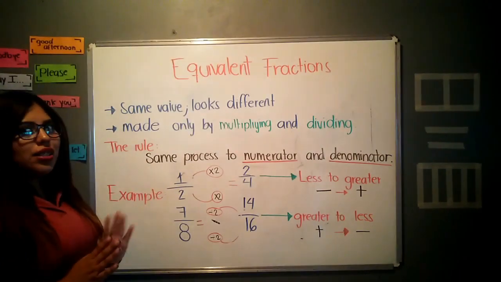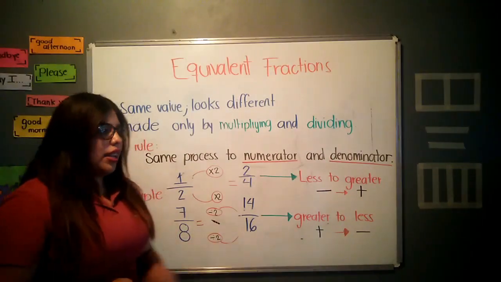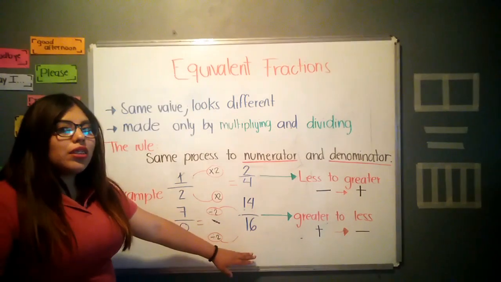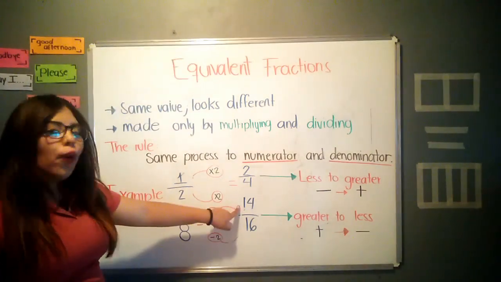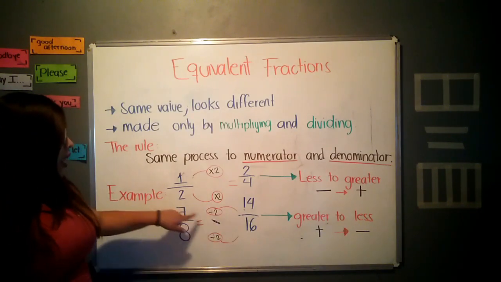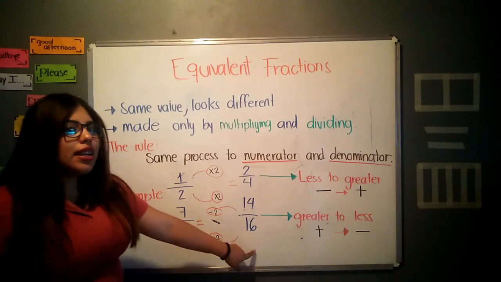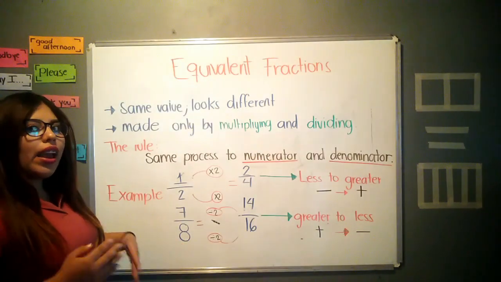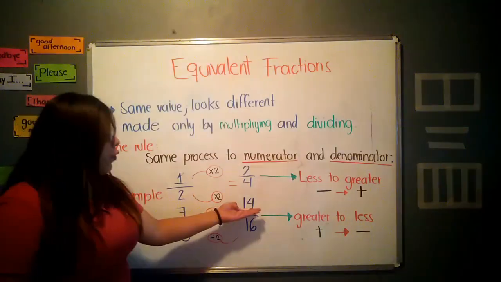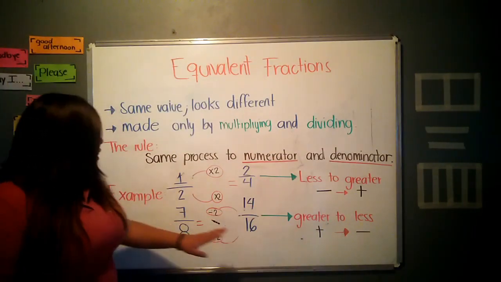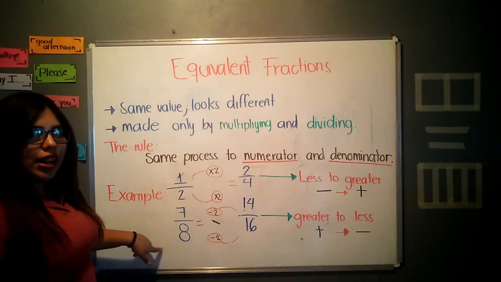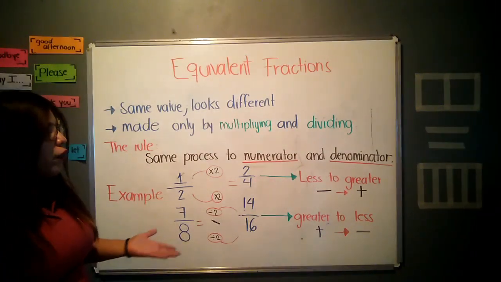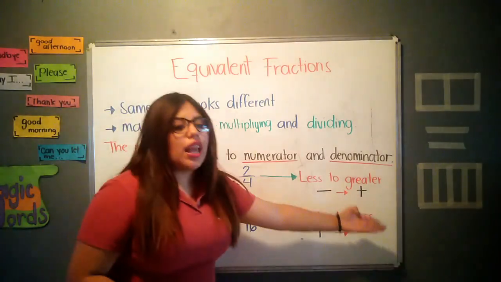And we're going to start on the other side. 14/16 are divided by 2. So 14 divided by 2 is equal to 7. And 16 divided by 2 is equal to 8. So the equivalent fraction for 14/16 is 7/8. And as you can see here, it is going to go from greater to less.